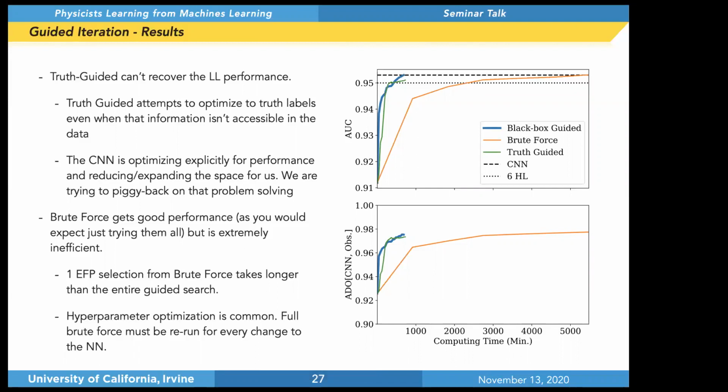So it's just not something you'd really want to do if you can help it, unless I guess you have the resources. And in the truth guided case, like I said, it ends up not ever managing to reach the low level performance. If you think about it, this actually makes a lot of sense, because in our algorithm, we're always asking the question, where does the low level and the high level make different decisions? But if you're using the truth labels, there's sort of an upper limit to how much information exists in there that you actually have access to.